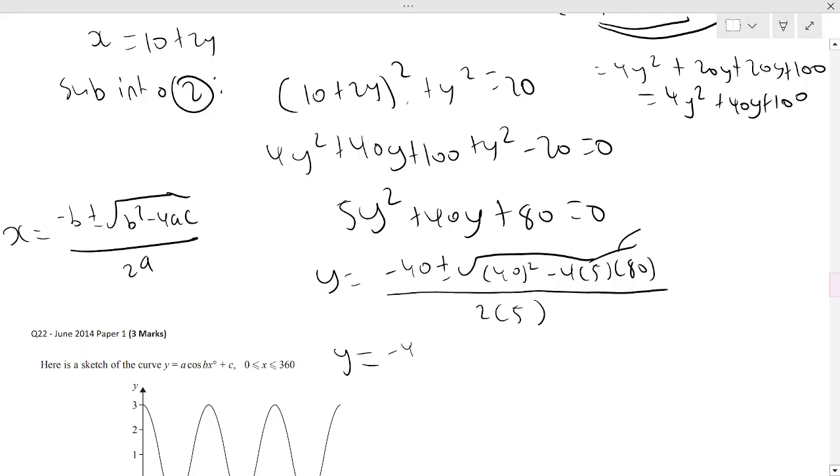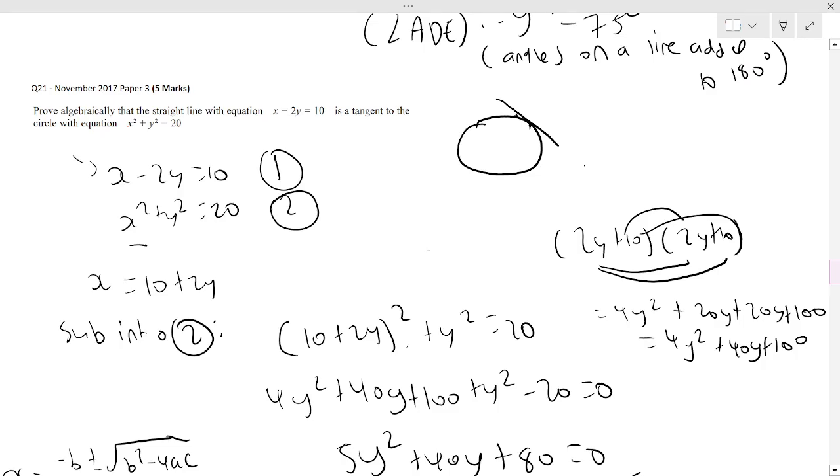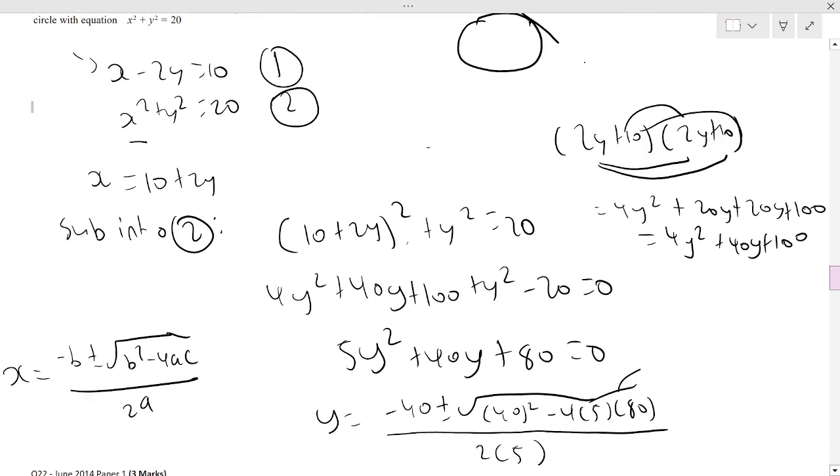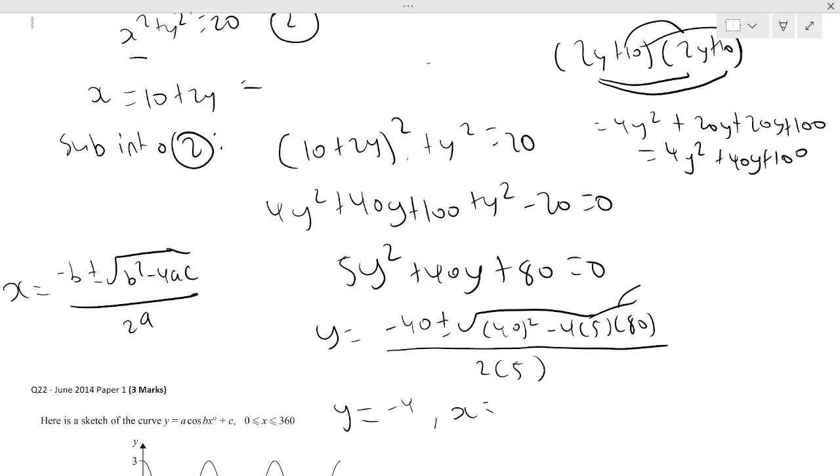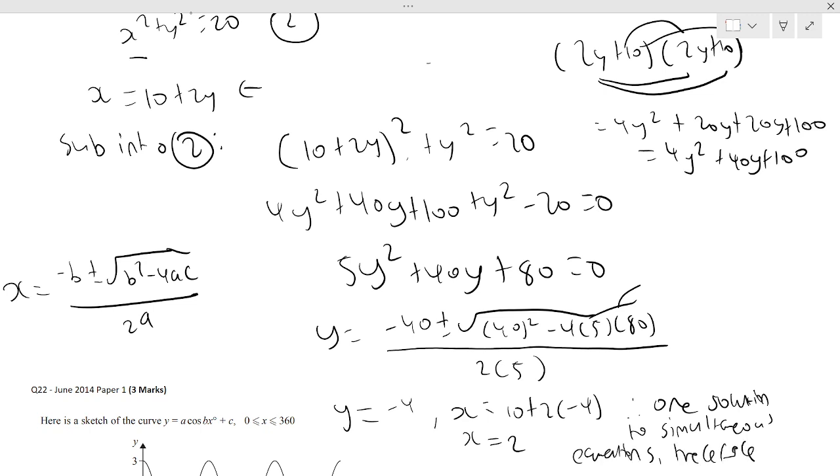So we only get one solution, which is actually what we wanted. But now we need to find x. We know y is minus 4, so substitute it into what we rearranged at the start, the linear equation. Do not substitute it into 2, because then you're going to get x squared equals something, and then you're going to get plus or minus, and again you do not want that. If you have one solution for y, you want one solution for x. So keep it linear. x is 10 plus 2y, so x is 10 plus 2 times minus 4, which is 2. So therefore, one solution to the simultaneous equations. Therefore, the line, remember, is tangent to the circle.